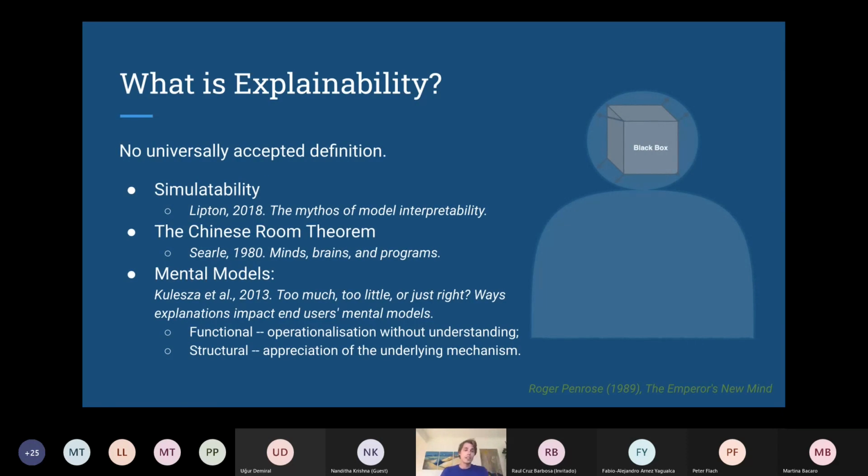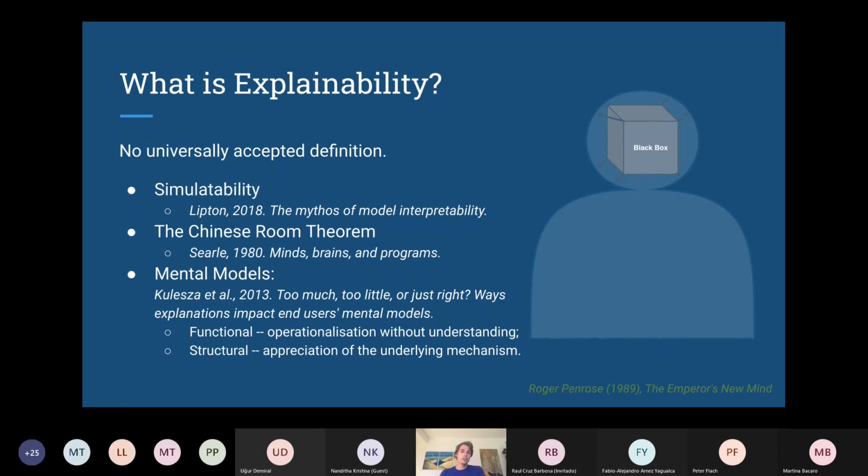If you look at the literature, there are some pieces that try to define it, but there is no universally accepted definition. Some people like Lipton define it as simulatability, which is the ability of a human observer to simulate a black box model. So if you basically want the human to replicate predictions or decisions of a model in order to deem the system explainable.